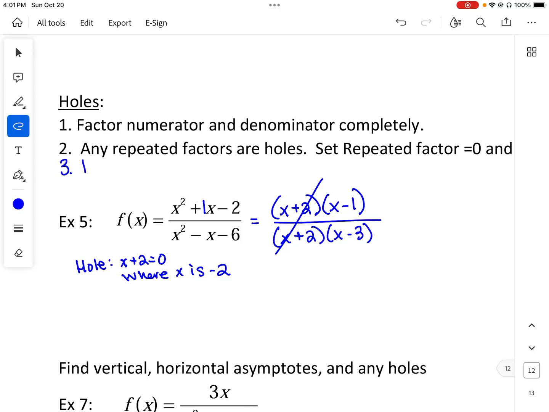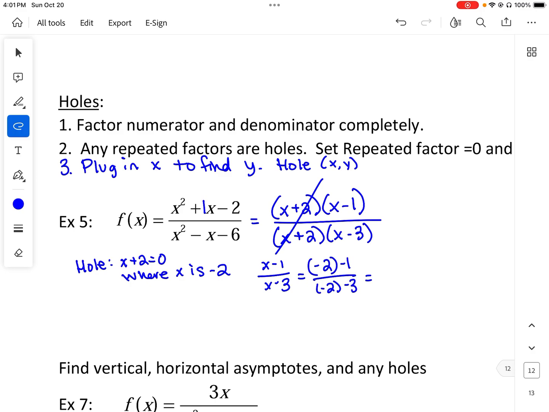So I guess I should have a step 3. Plug in x to find y. Because your hole is going to be an actual coordinate pair. So I'm going to use what is left. I'm going to use this x minus 1 over x minus 3, and I'm going to plug in that negative 2. So negative 2 minus 1 over negative 2 minus 3 to get negative 3 over negative 5, which is positive 3 over 5. So my coordinate pair for my hole is at negative 2 comma 3 over 5. That is the hole.